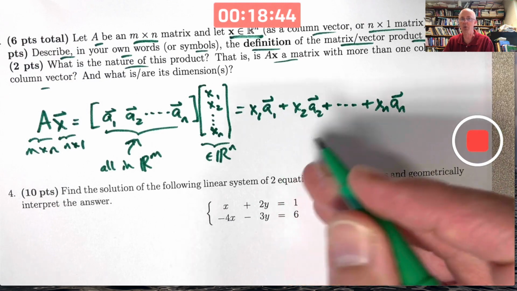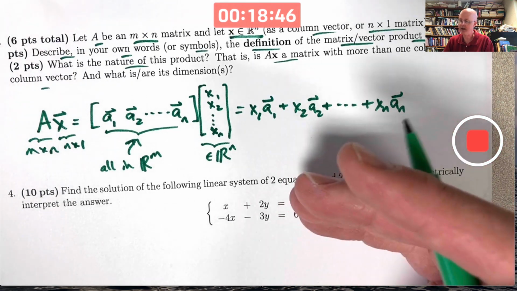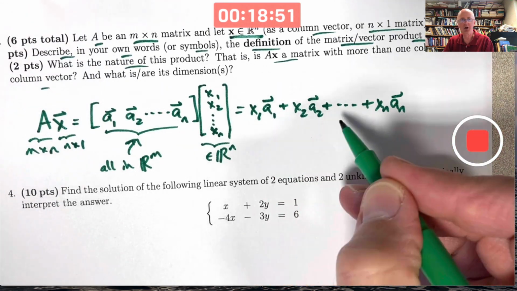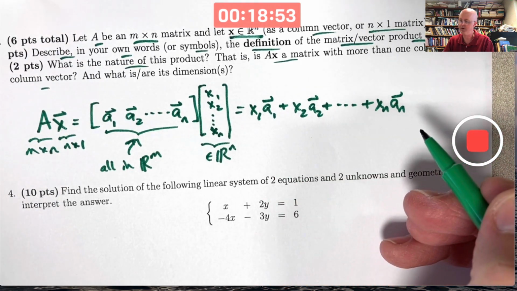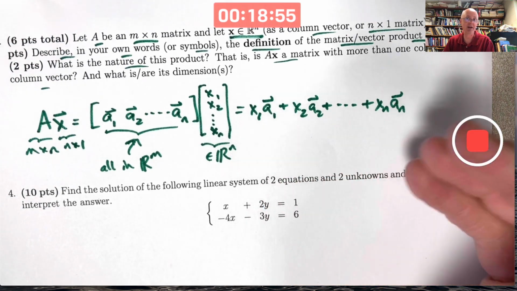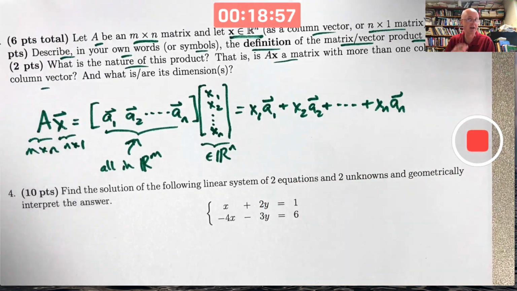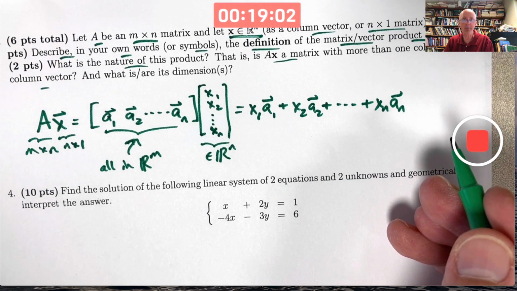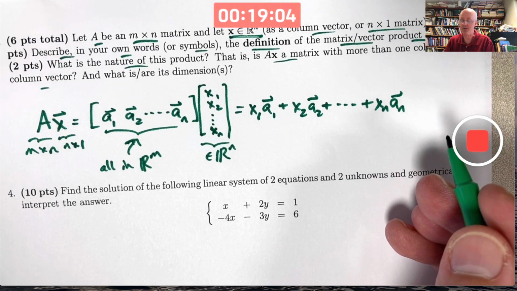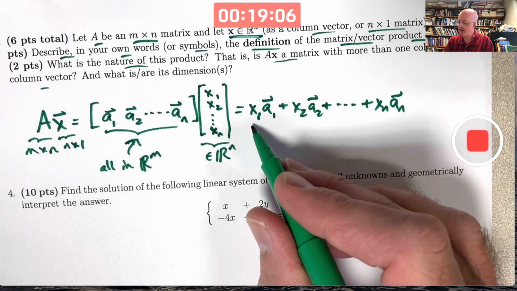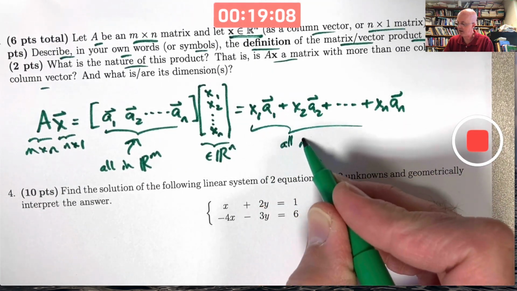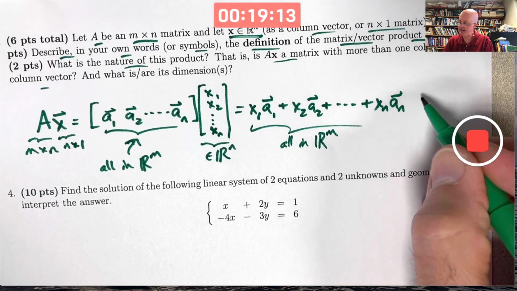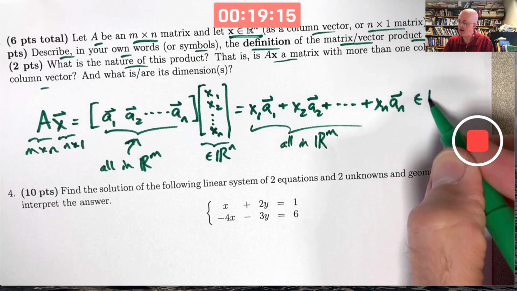The x's are called weights or coefficients. They are scalars, numbers in front of the vectors. Each one of these terms is a scalar times a vector, meaning each term is a vector, right? Because scalars times vectors are vectors. And each one of them is m-dimensional. These are all in Rm. And therefore, the answer is a vector in Rm.